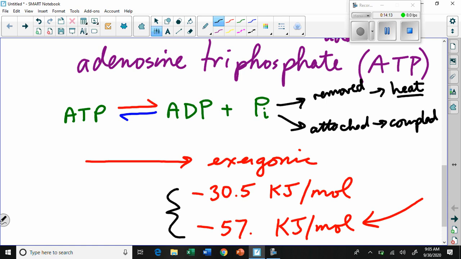When it's cold outside and you need to warm up, ATP energy can be converted directly to heat simply by letting this reaction run in this direction. However, most of the time, we want this energy to be attached or coupled to something else, so this phosphate is going to go somewhere and it's going to do something in another reaction. Okay?